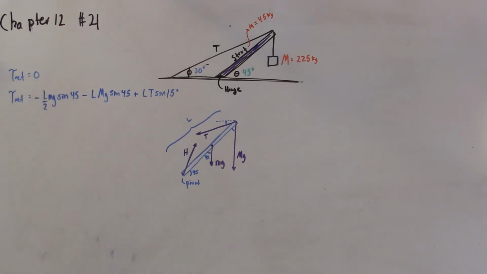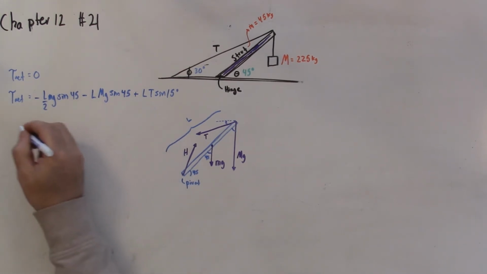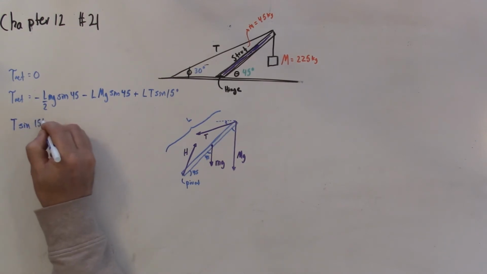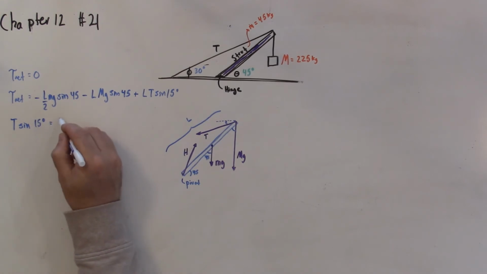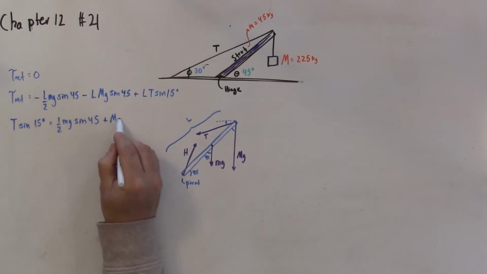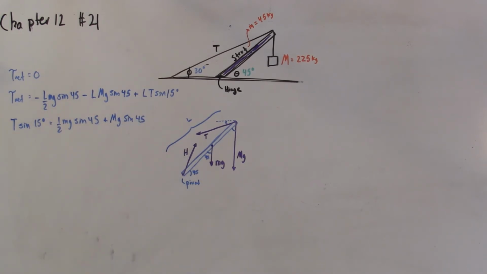So this is all equal to 0, which is cool. If I can see the L's, I can divide through by L, and those magically disappear. So I end up with T sine 15 degrees is equal to 1/2 little mg sine 45 plus big mg sine 45. And what's nice about this problem now is the signs you can just put in your calculator. I know the big M, I know the little m, I know the g's. I can solve for this directly.